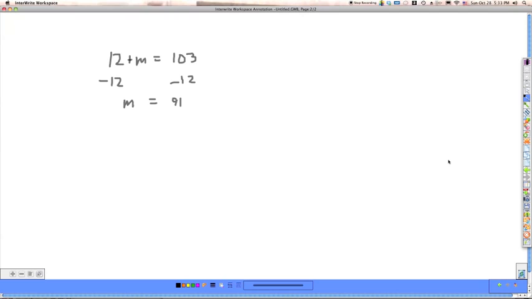Now, I want to make sure that 91 actually is the right answer. Maybe I made a mistake in my arithmetic. I'm going to evaluate the equation that I've got at the beginning. I'm going to take that m out and put the value that I think m has in its place. Does 12 plus 91 actually equal 103? Yes, it does. That'll help if you do that check procedure. That'll help you catch a lot of errors that sometimes crop up when you're solving equations.